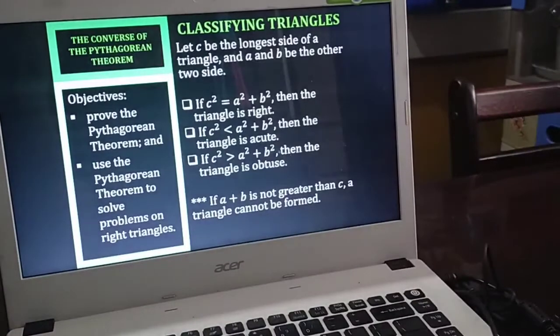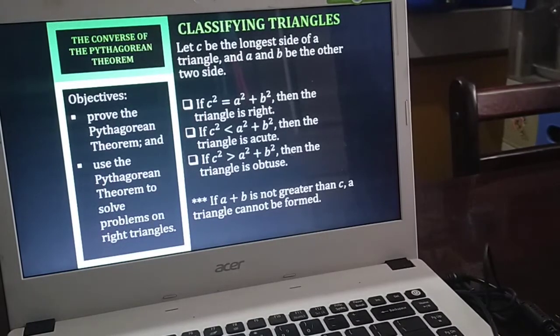So, if c squared is equal to a squared plus b squared, then it is going to be a right triangle. Now, if the sum of a squared and b squared is greater than the square of the longest side, which is c squared, then it is going to be an acute triangle. And if the square of the hypotenuse is greater than the sum of a squared and b squared, then it is going to be an obtuse triangle.